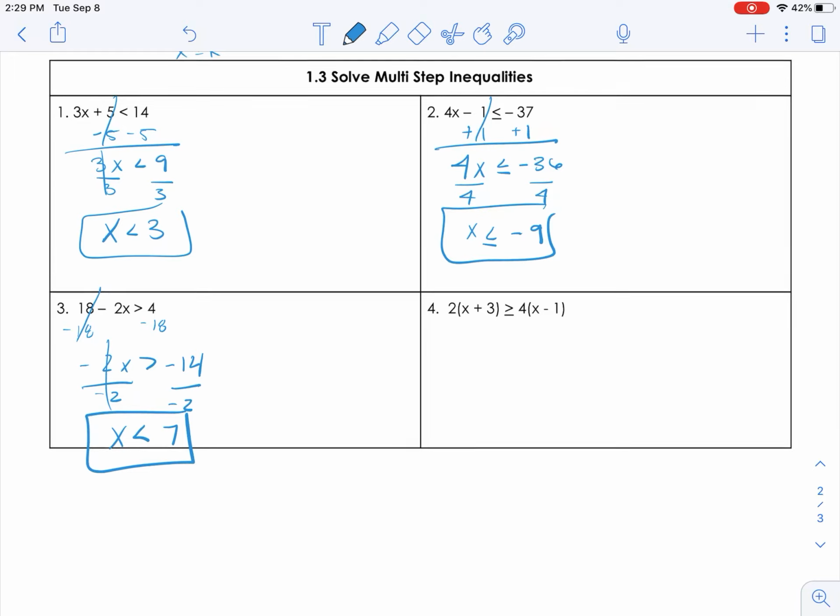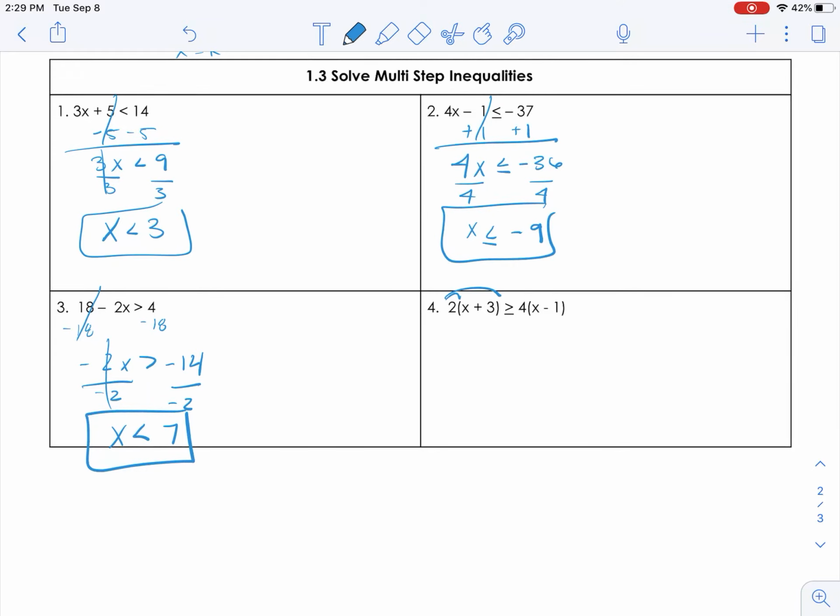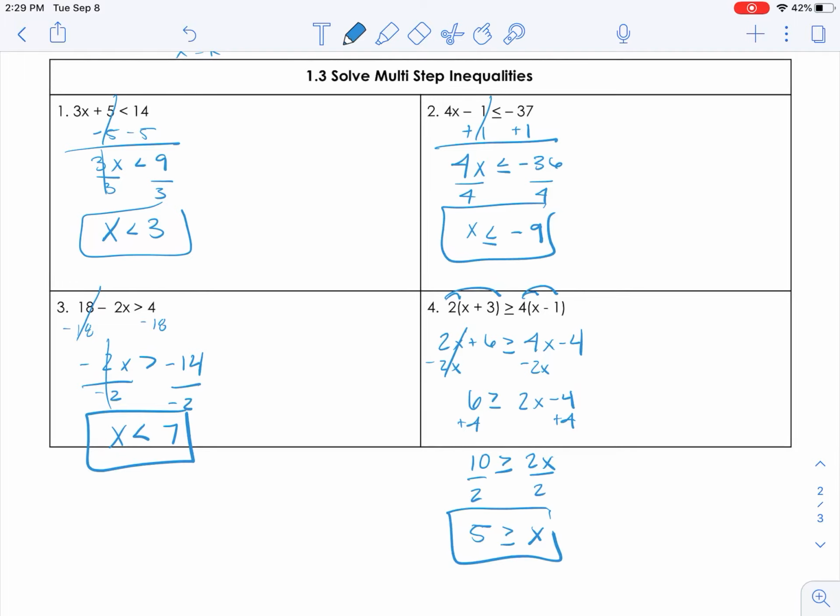There we go. The next one, just like normal, we're going to distribute first. So we've got 2x plus 6 is greater than or equal to 4x minus 4. We will move our smallest x term. So 6 is greater than or equal to 2x minus 4. We'll add 4 on both sides. And we've got 10 is greater than or equal to 2x. Divide by 2. And we get 5 is greater than or equal to x.